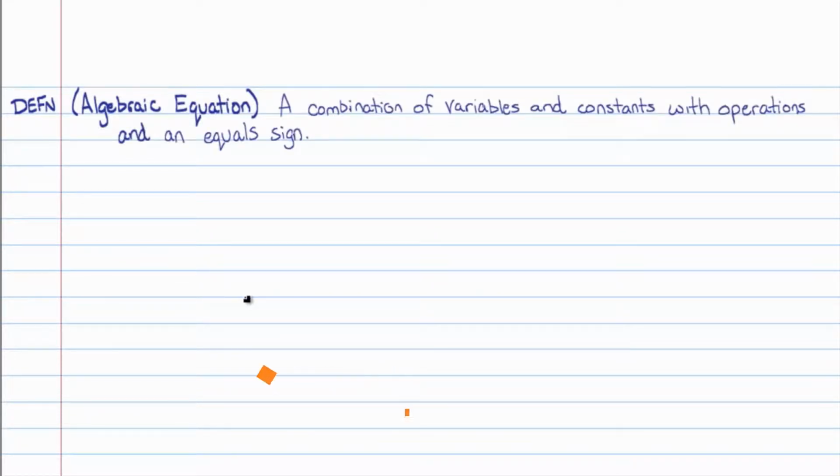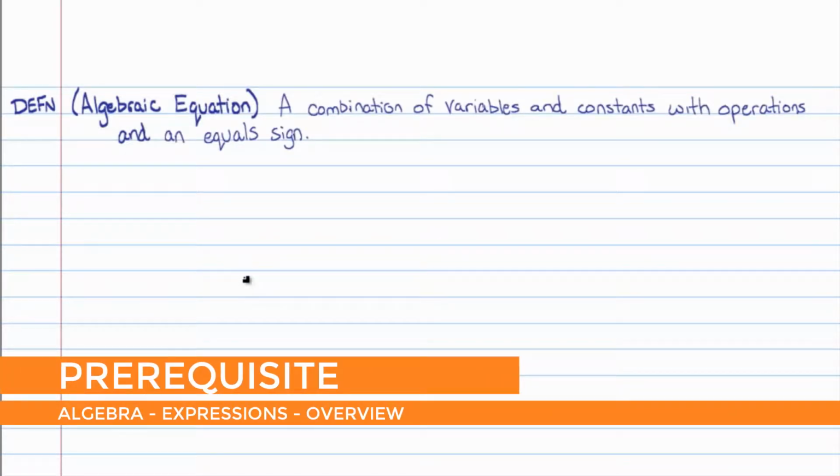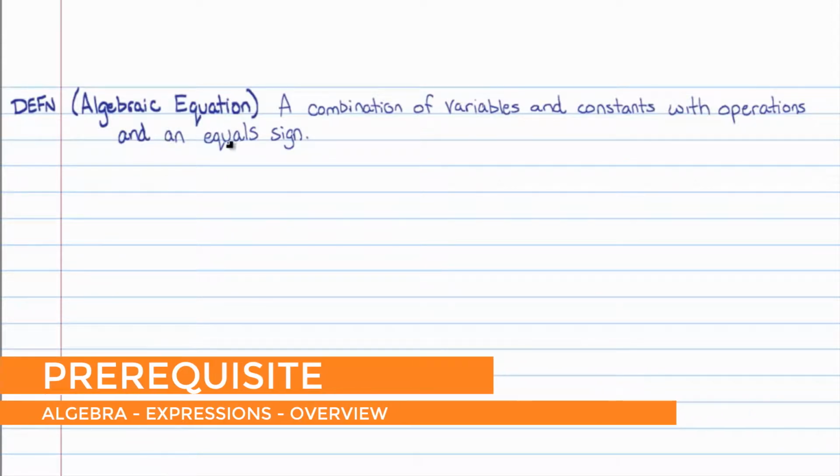Now we're going to go ahead and start this section with a simple definition of an algebraic equation. An algebraic equation is essentially a combination of variables and constants with operations and an equal sign. And this is an important part, that we also have an equal sign.